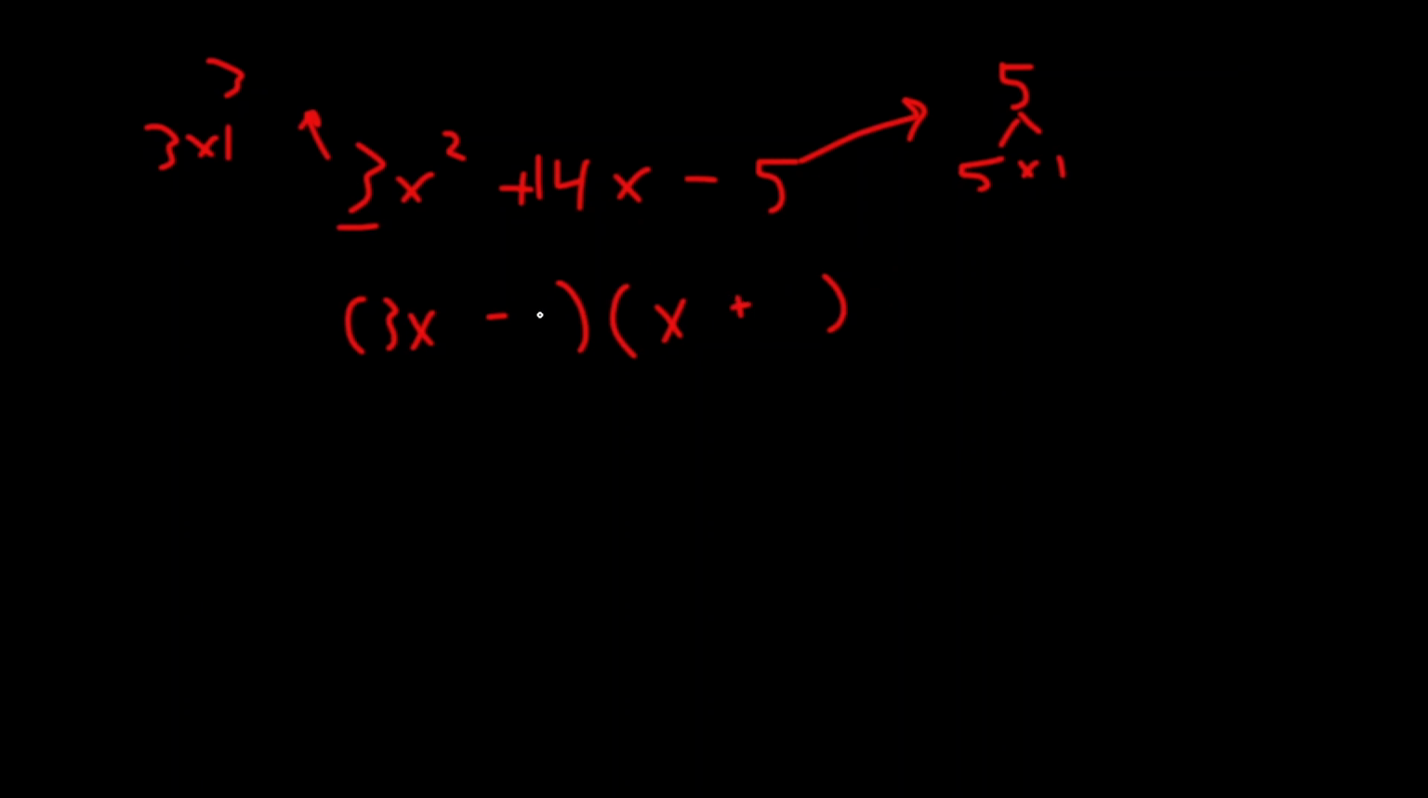Obviously, if the 1 over here and the 5 over here didn't work, let's try the 5 over here and the 1 over here. See here, 5 times 3x is 15x, and negative 1 times x is just negative x. But you'll notice if the 15x and the negative 1x add together like they're supposed to, you get the 14x. So this becomes our final factor.